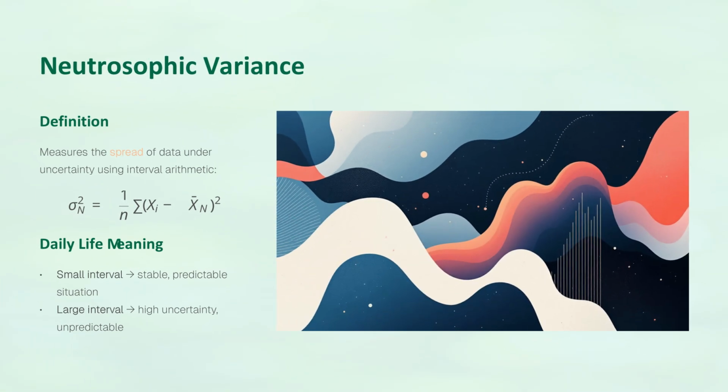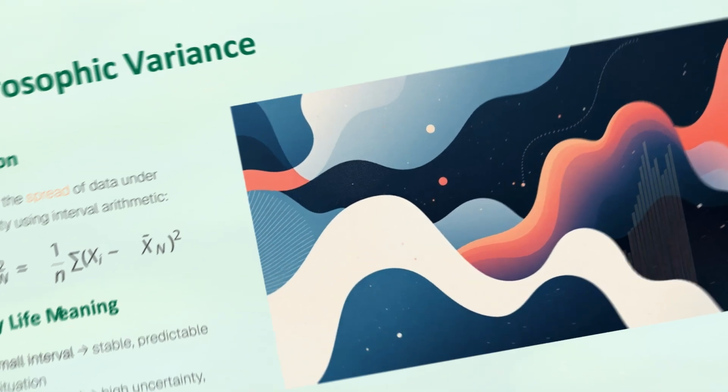Now we introduce Neutrosophic variance. Variance measures how much the data values vary from the average. In Neutrosophic statistics, since both the data and the mean are uncertain, the variance also becomes a range. A small interval in variance means the data is consistent and stable. A large interval means there is high variability and uncertainty. This is especially important in real-world situations where risk and uncertainty must be considered.